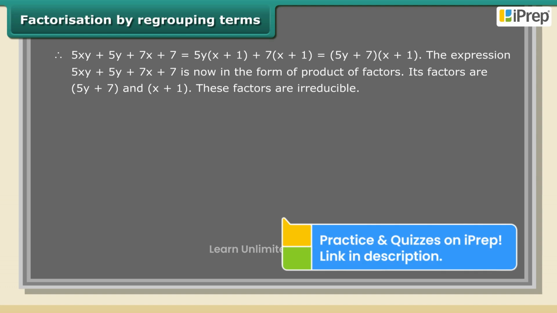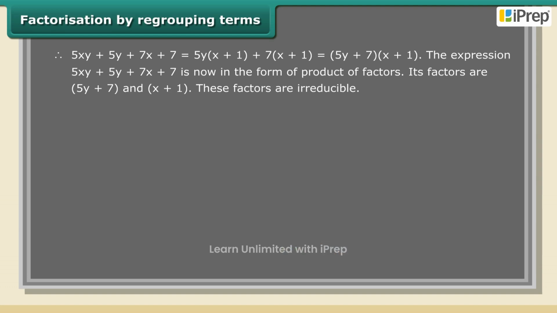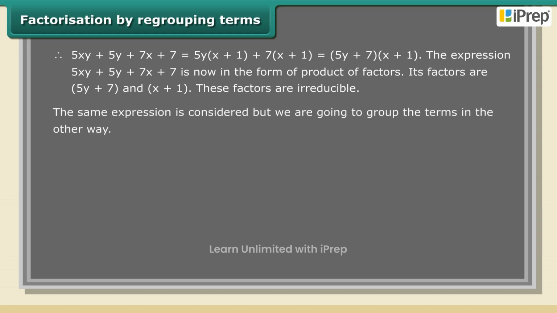Its factors are (5y + 7) and (x + 1). These factors are irreducible. The same expression is considered, but we are going to group the terms in the other way.